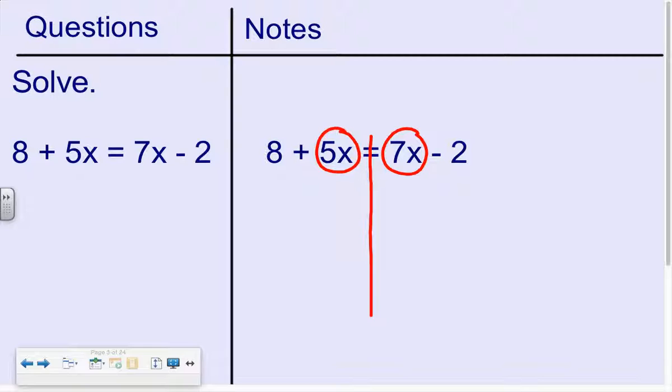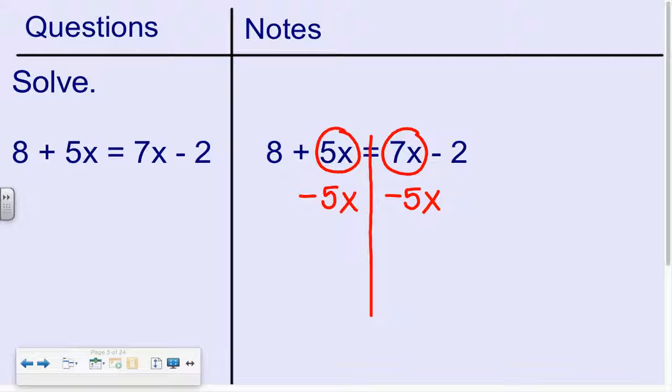I'm still going to do the opposite operation. But what I'm going to do is I'm always going to either add or subtract. So I'm going to look at that the 5 is positive and that the 7 is positive. So in order to bring it from one side to the other, I'm going to have to either subtract 5 or subtract 7. Now I like to keep my answer with positives rather than negatives, so I'm going to subtract 5x on both sides.